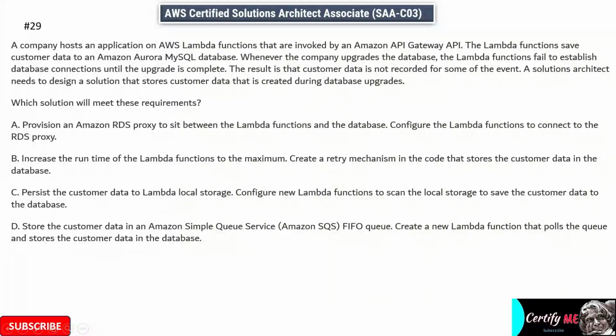Option A. Provision an Amazon RDS Proxy to sit between the Lambda functions and the database. Configure the Lambda functions to connect to the RDS Proxy. Option B. Increase the runtime of the Lambda functions to the maximum.